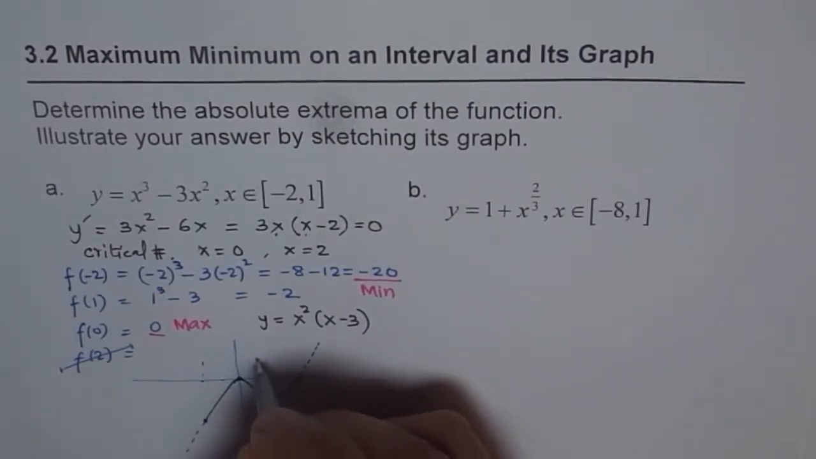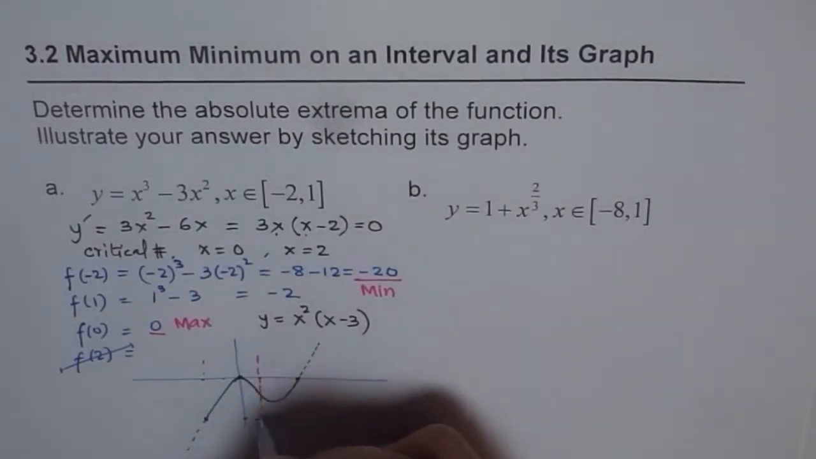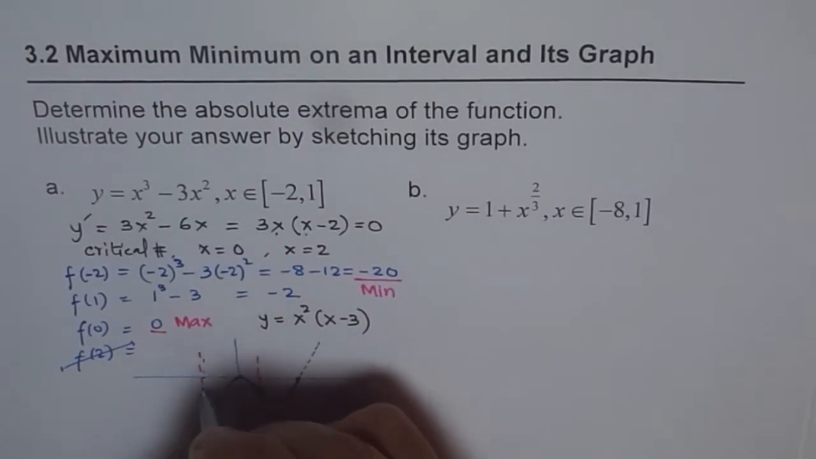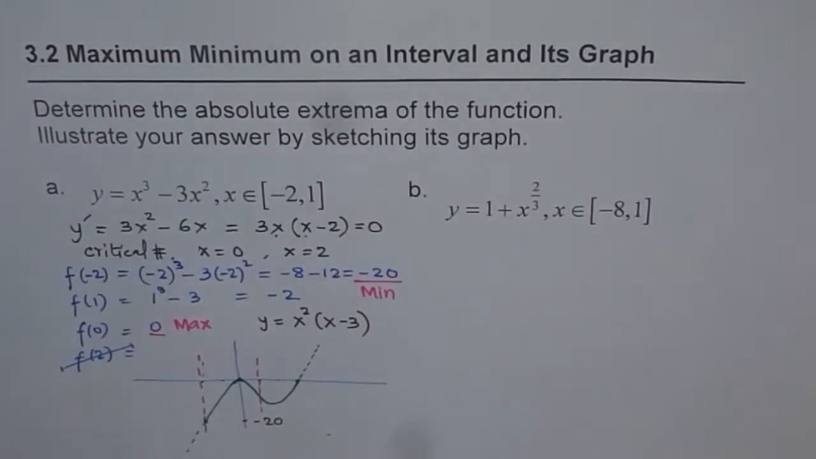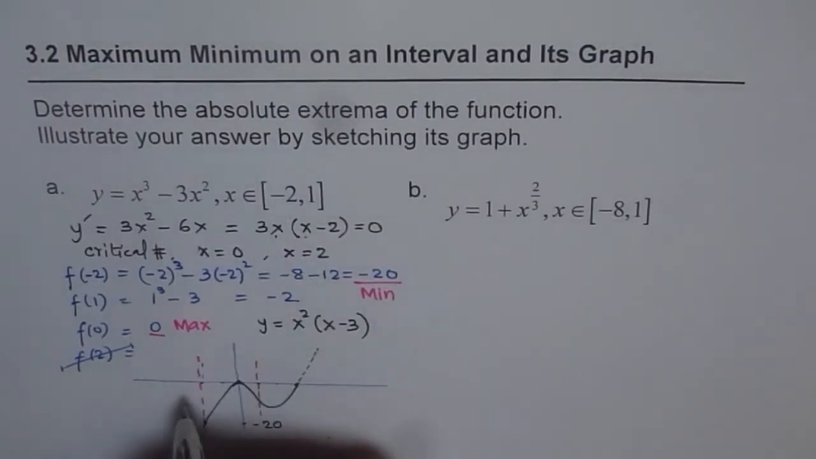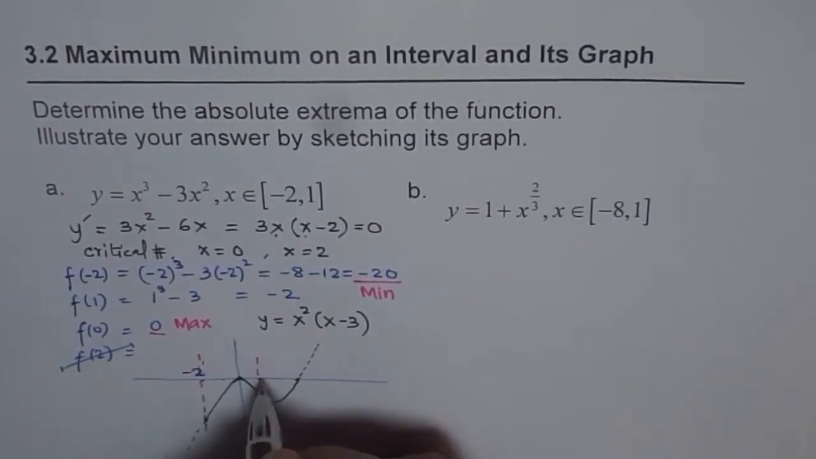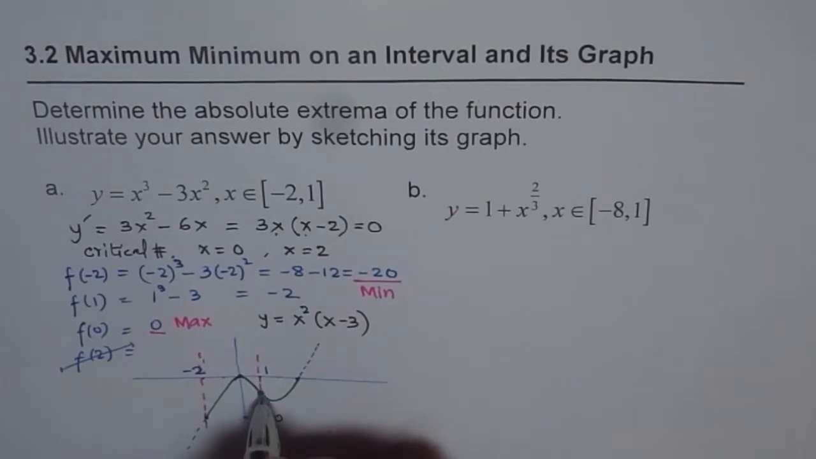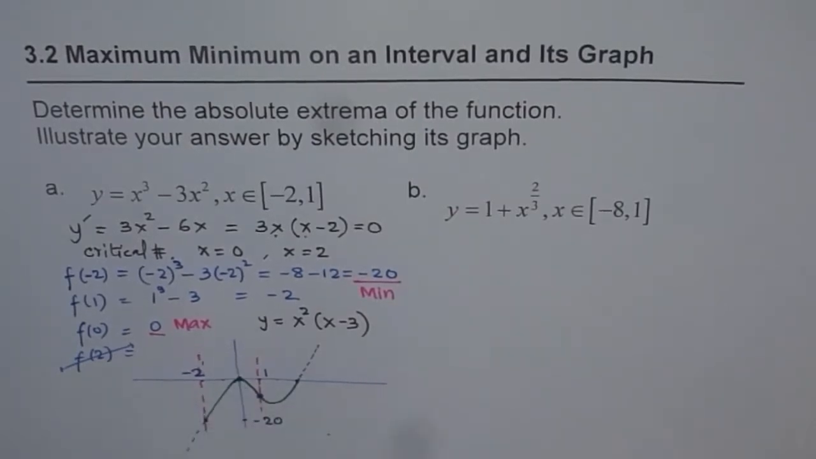So the boundary is, let me draw now the boundaries. So this is, actually speaking, that is what the boundary is, right? So we have a boundary here at minus 2. So this is minus 2 for us, and that is 1. If you see, these are the values to be compared, correct?